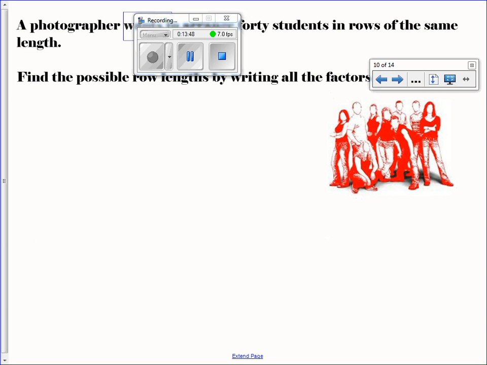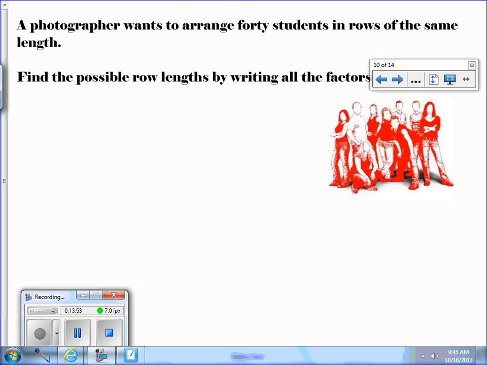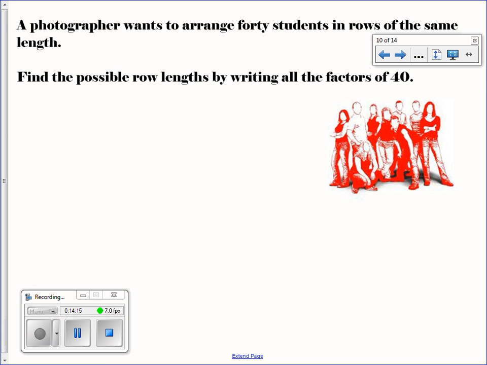Now, you will notice this type of word problem using prime factorization. You will notice it in tests, you will notice it in graded worksheets, and most of all, you'll notice it in your exam. A photographer wants to arrange 40 students in rows of the same length. Find the possible row lengths by writing all the factors of 40. So write the factors of 40 going from least to greatest, and then we'll set them up for the rows for the photographer.